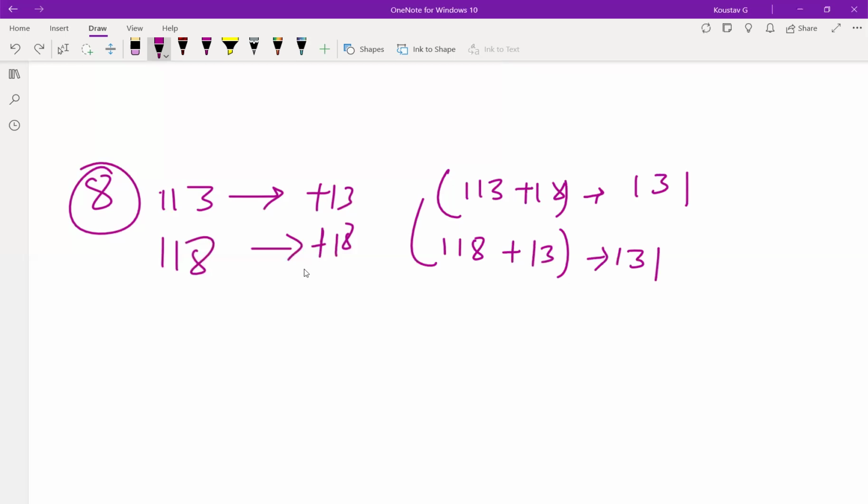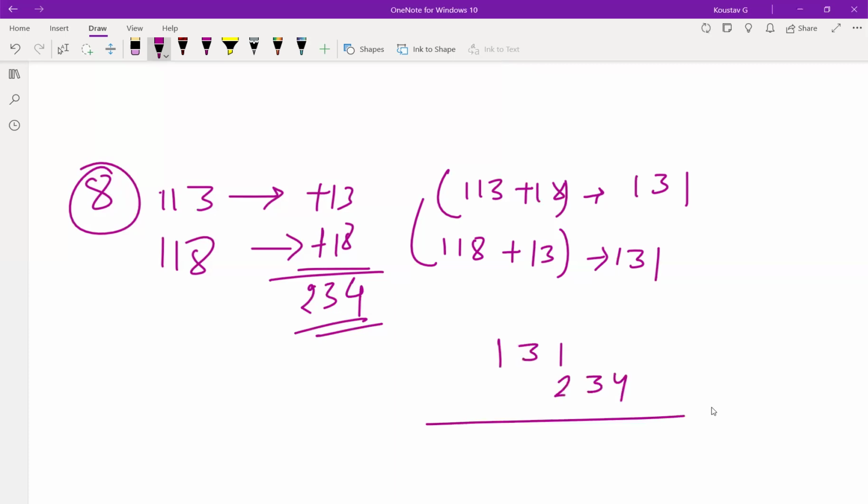And what is the multiplication of 13 and 18? 18 threes are 54, so write 4 and carry 5. 18 ones are 18, 18 plus 5 is 23. So 2, 3, 4. See, this is a 3-digit number, so in that way you have to write. 1, 3, 1 and 2, 3, 4. You need to add in that way, so 1, 3, 3, 3, 4. This is our answer.